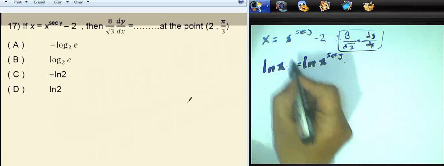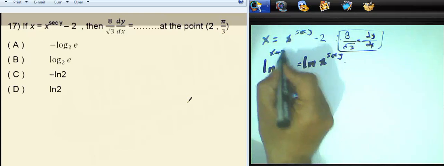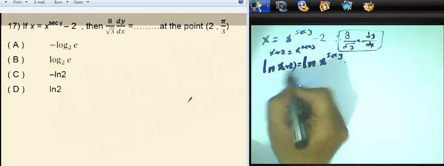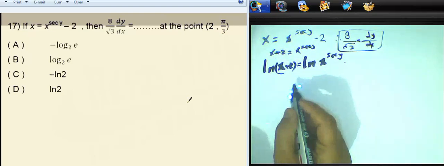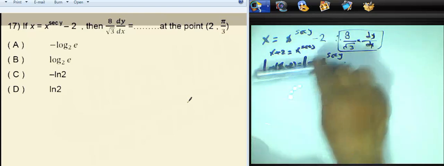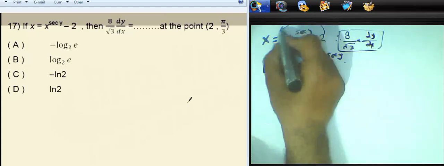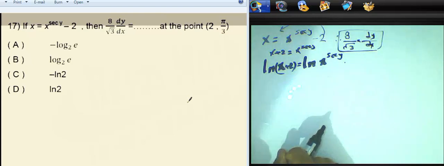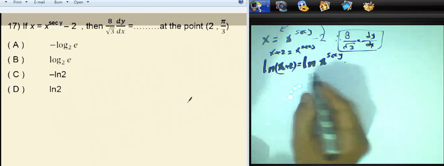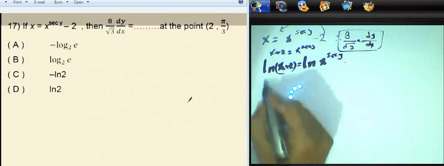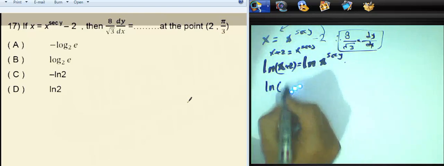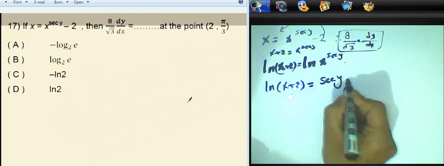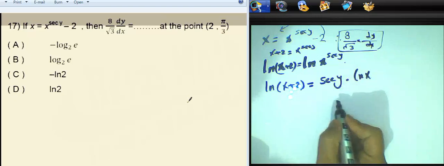Again I will move it here, it will be x plus 2 equals x^(sec y). It's very easy. Again I will put negative 2 moving to the left hand side and put ln on the left hand side and right hand side. Then we can find the derivative, but we must drop the power here. Then we can write ln(x plus 2) equals sec y multiplied by ln x.